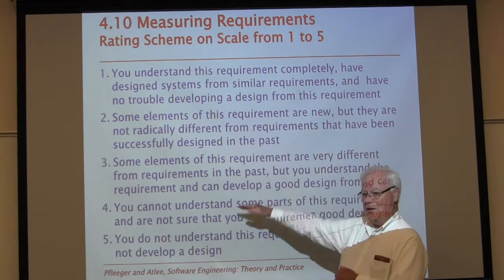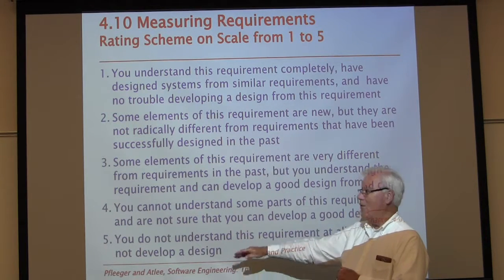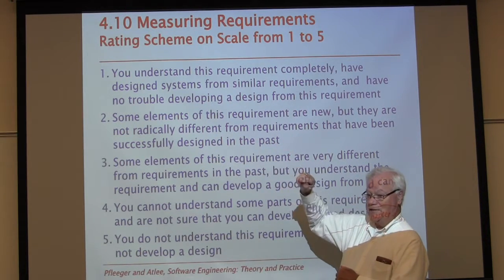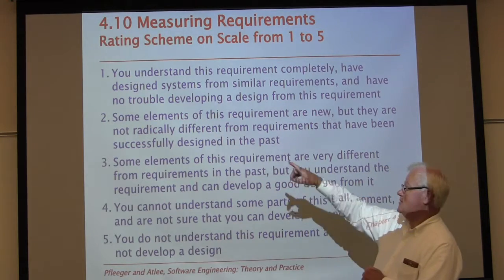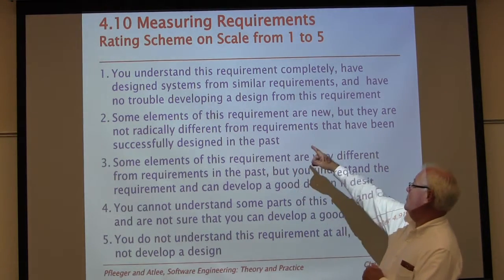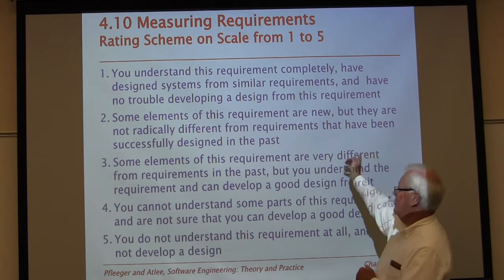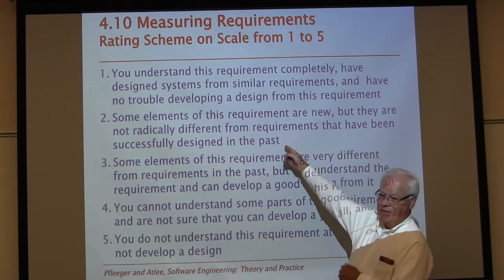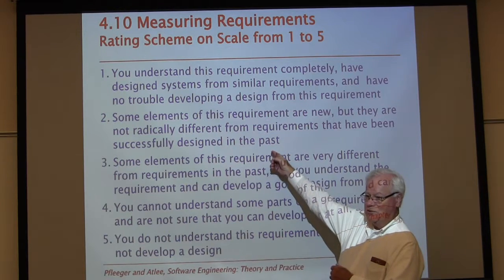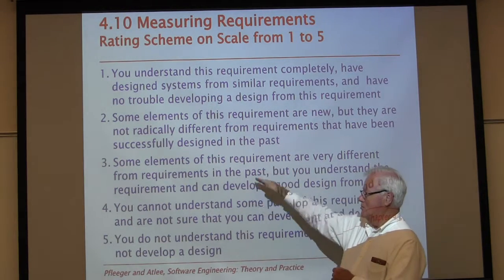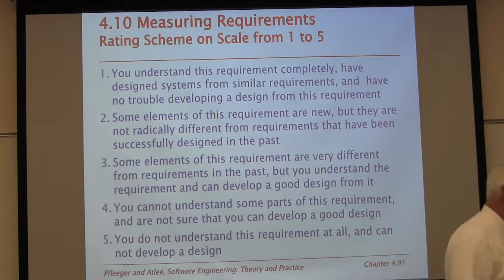So it's a spectrum from 1, which you've got under control, right? Number 2, some elements of the requirement are new, but they are not radically different from requirements that have been successfully designed. That won't scare you if you know what you're doing. But as we go down, it gets worse. So we can do a chart that would look something like this.